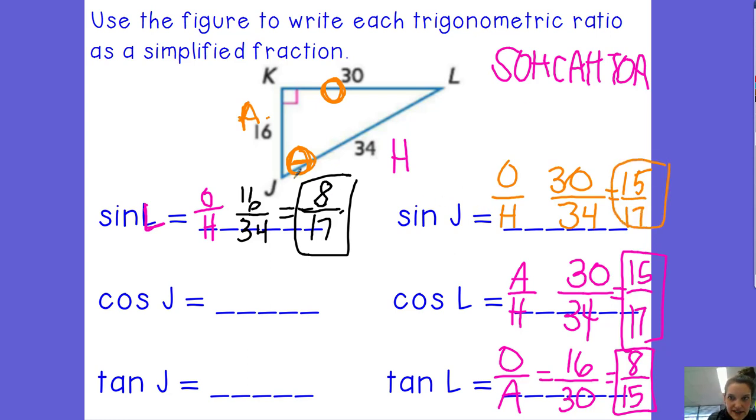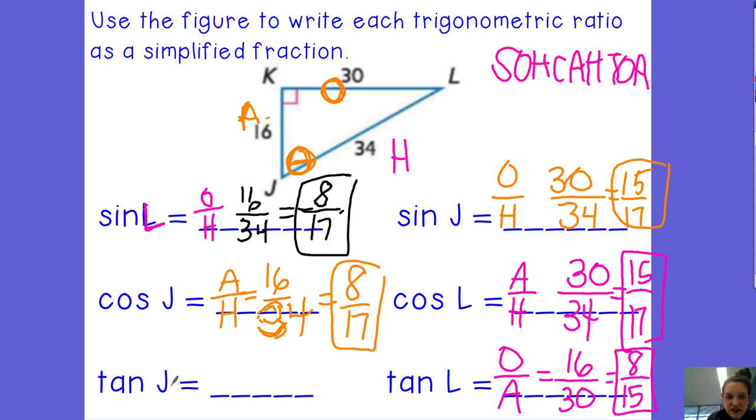Okay, now we want to find cosine of angle J. Cosine is adjacent over hypotenuse, A over H. Which side is adjacent to angle J? Well, 16. And then my hypotenuse is 34. And 16 over 34, adjacent over hypotenuse, reduces to 8 over 17.